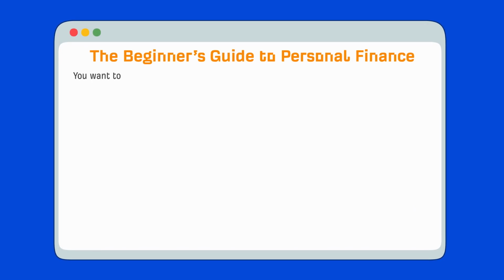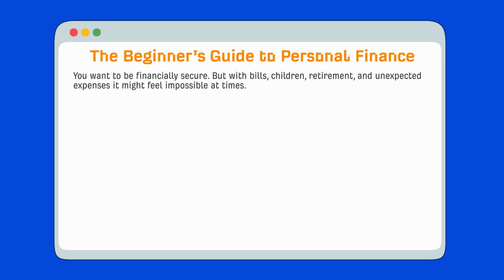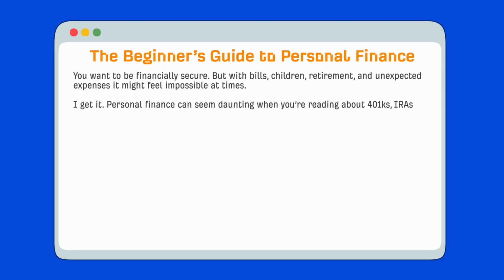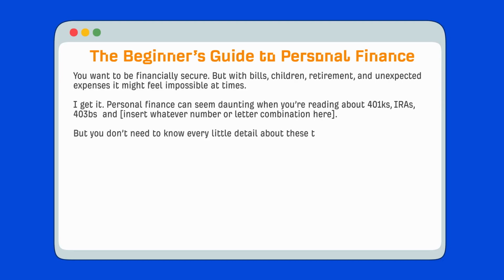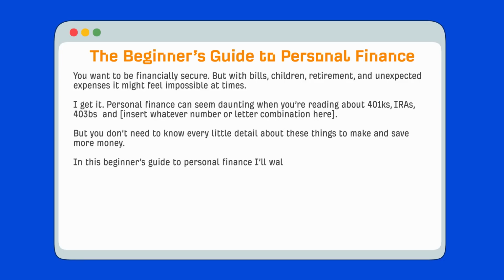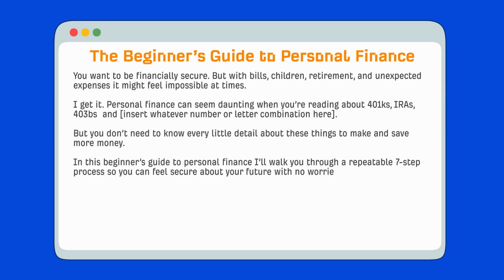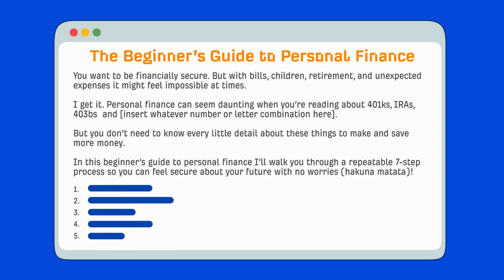this. You want to be financially secure, but with bills, children, retirement, and unexpected expenses, it might feel impossible at times. I get it. Personal finance can seem daunting when you're reading about 401ks, IRAs, 403bs, and insert whatever number or letter combination here. But you don't need to know every little detail about these things to make and save more money. In this Beginner's Guide to Personal Finance, I'll walk you through a repeatable 7-step process so you can feel secure about your future with no worries. Hakuna Matata. And then I'd add a table of contents with jump links to the different sections in the content.